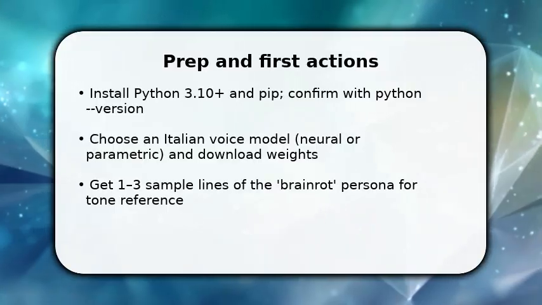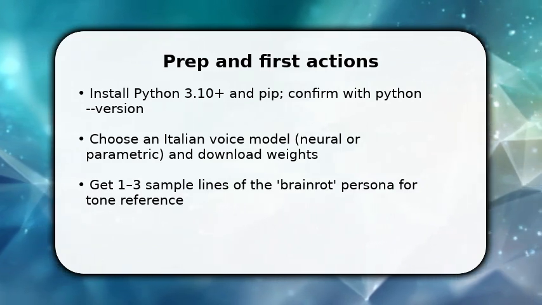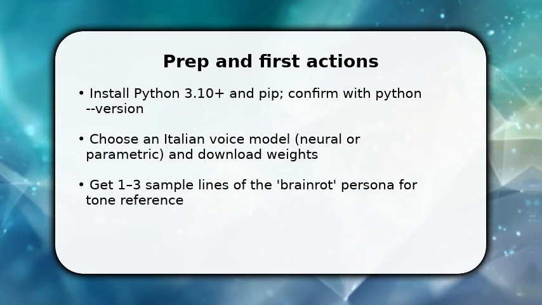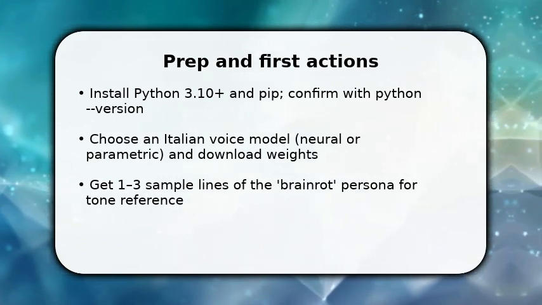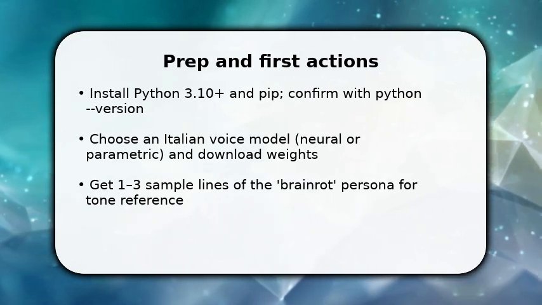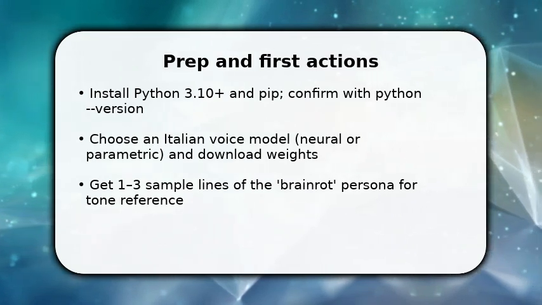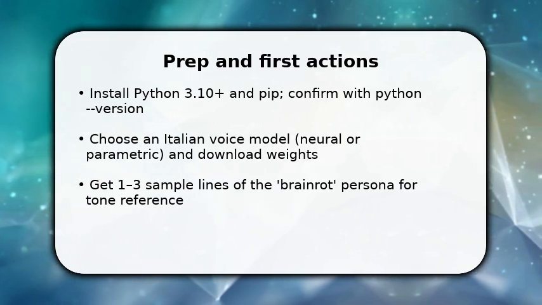You start by preparing a focused environment. Install Python 3.10 plus and pip, then create a virtualenv so dependencies stay clean. Once done, pick an Italian neural TTS model that supports expressive prosody and download the weights. This matters because neural voices handle micro-inflections that create brain rot vibes.